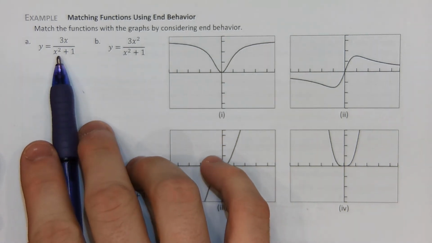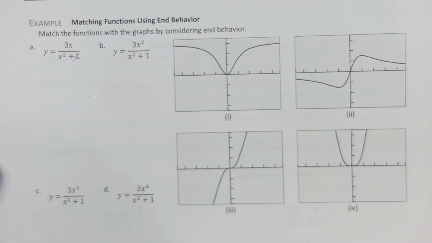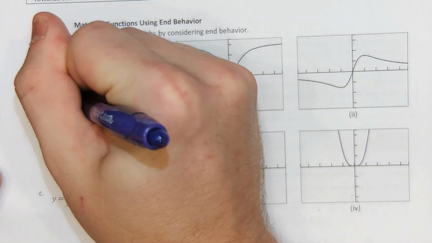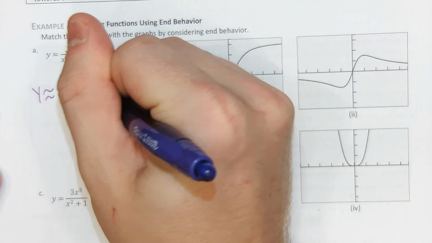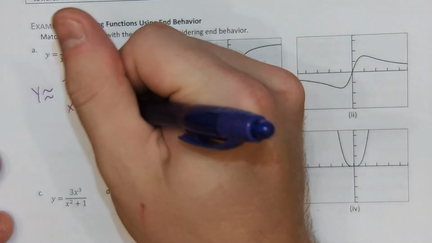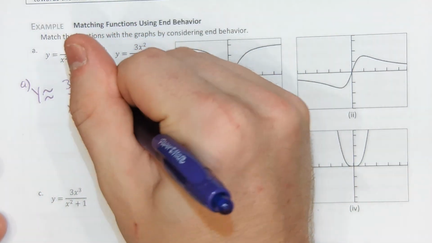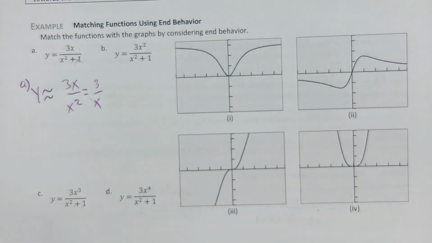as these x values get gigantic, this plus 1 really doesn't mean much. So this y is essentially equal to 3x over x squared at the infinities to the far left and the far right, which does reduce to 3 over x. What would that look like?